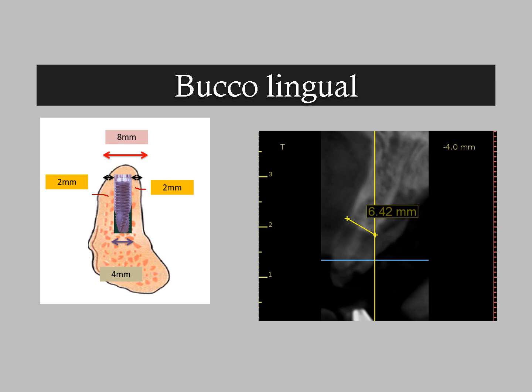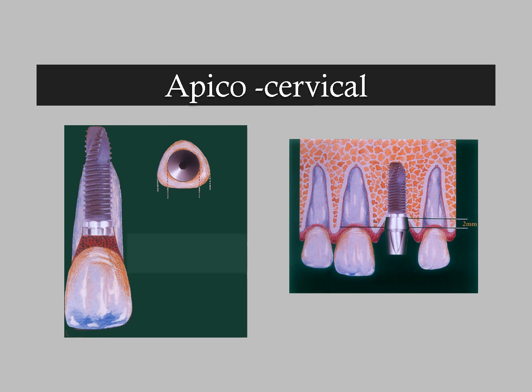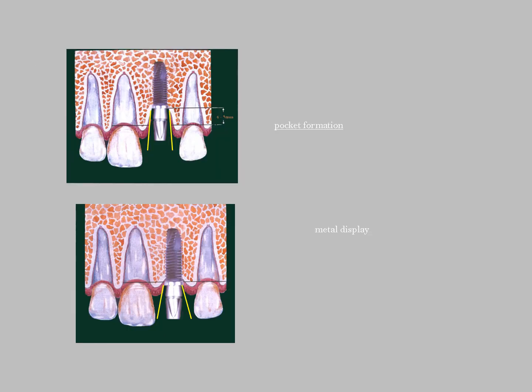And we can judge the bucco-lingual dimension with the cross-section X-ray, which is called CBCT or normal CT. So you need this type of X-ray to know the bucco-lingual dimension. Okay, what about apico-cervical? Apico-cervical, we need to have 2 millimeters from the cement-enamel junction. If you go deeper, the depth of the implant will be too much. This means that you will have long abutments and you can get pockets. And if you go on the cement-enamel junction itself, this means that the abutments will appear from the gingiva and it will have metal display.